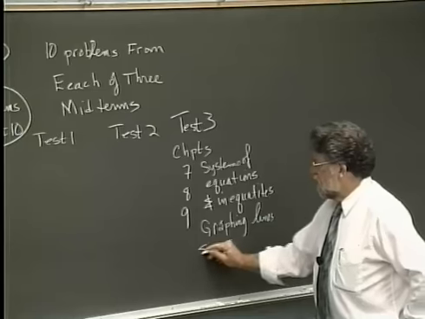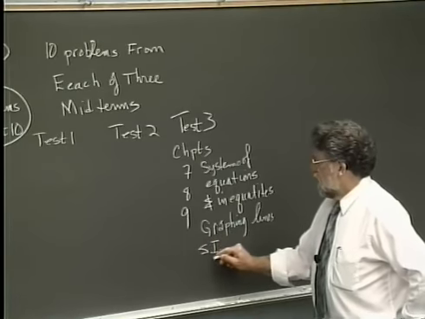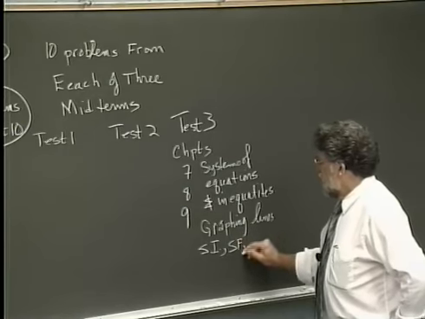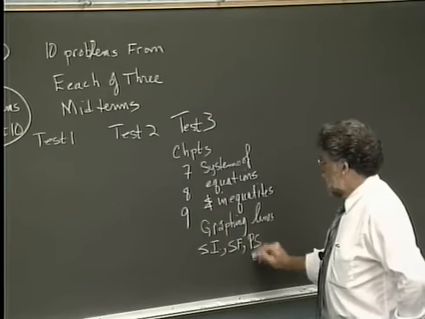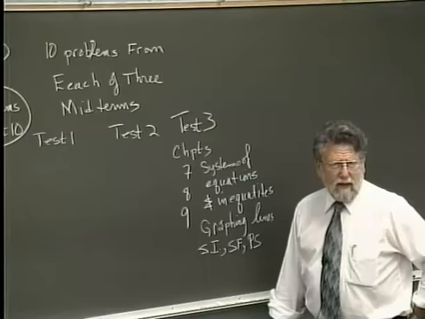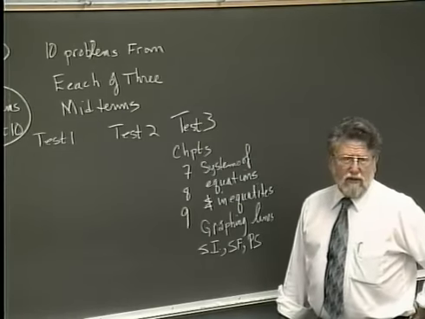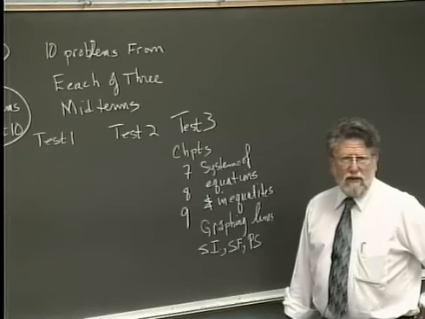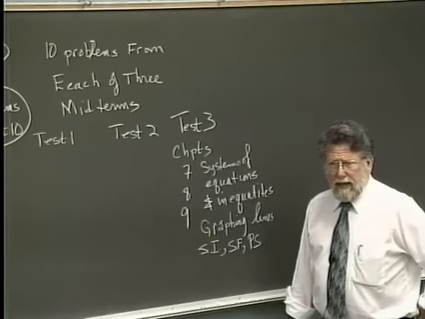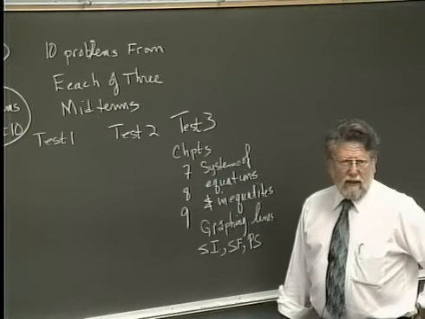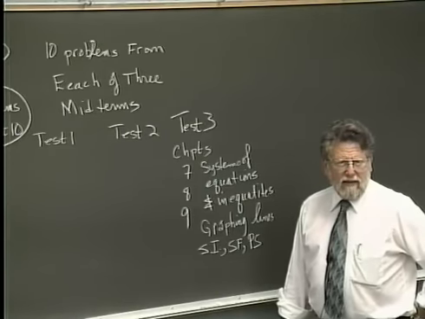So we had SI, slope-intercept form, comma, standard form, SF, point slope form, PS. We had solving a system of equations using graphing, using substitution, using elimination. We talked about determinants. What have I left out in that 7, 8, and 9?